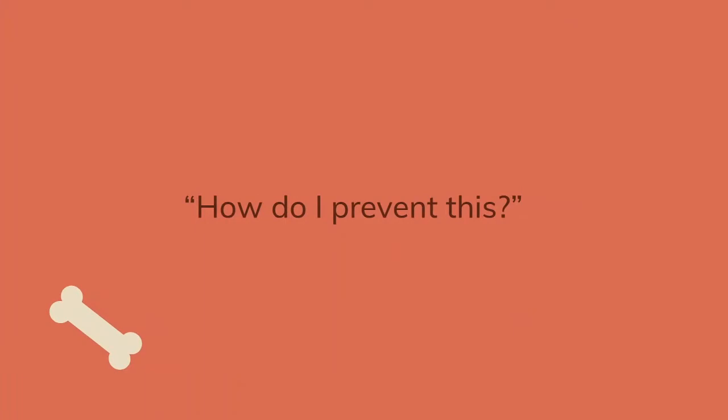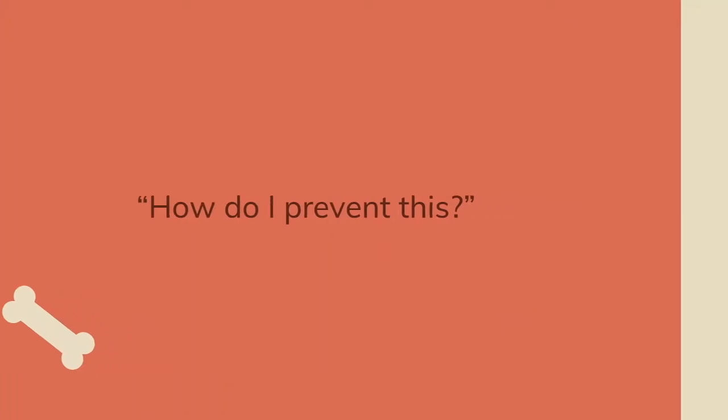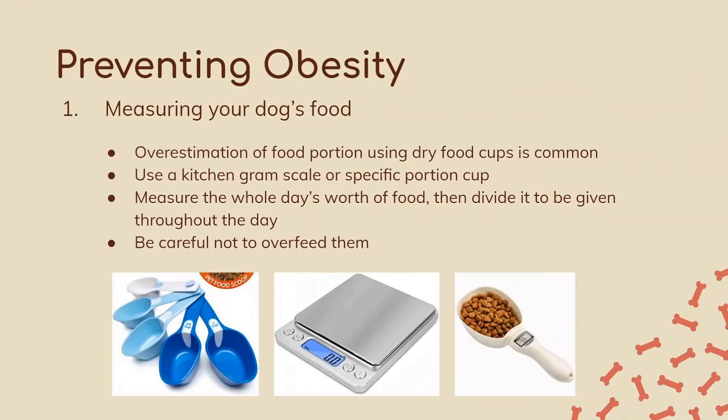With that said, you may wonder, how do I prevent this? Firstly, it would be worth taking note of the following factors when feeding your dog: the way you measure its food, the type of food it's eating, the amount of exercise it is getting, implementing a goal system, as well as other solutions. Firstly, measuring your dog's food.